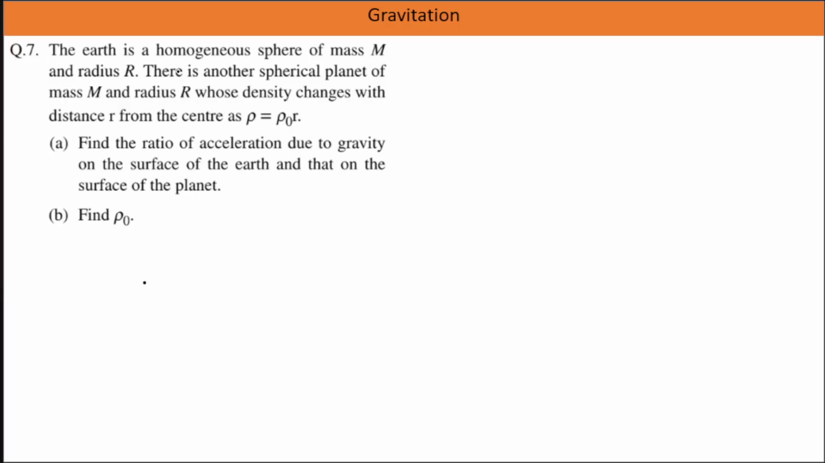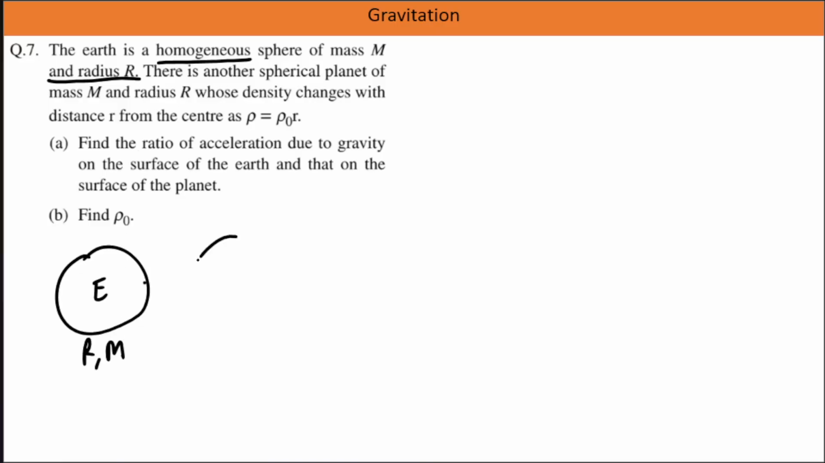So what is the question? The earth is a homogeneous sphere of mass m and radius r. Homogeneous meaning its mass is uniformly distributed inside the volume, that is, its density is constant. So it is like this. This is earth. It has radius r and mass m.